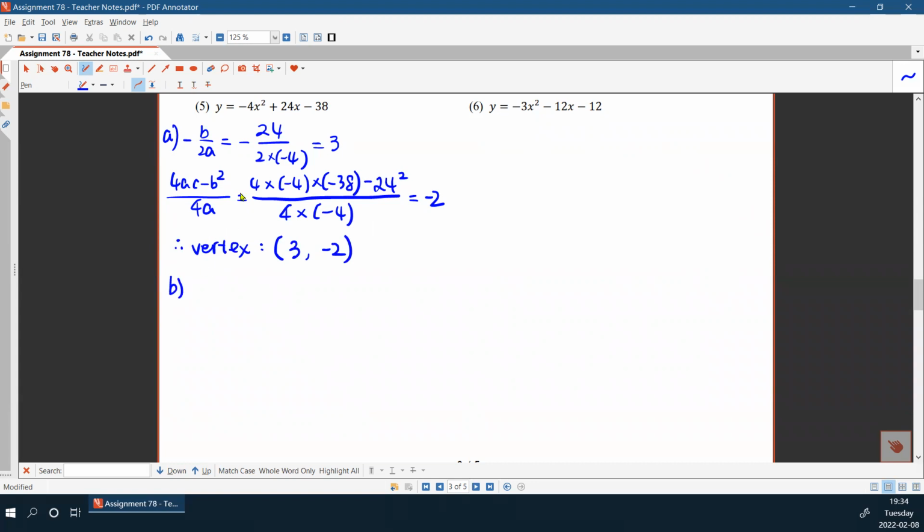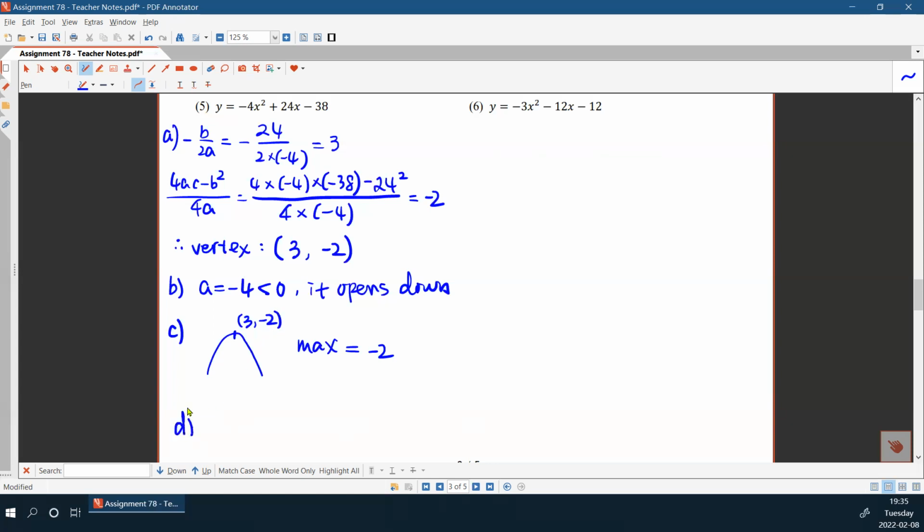Okay, next let's check the direction of opening. That depends on the leading coefficient a, which is -4. And apparently this is less than 0 and it opens down, or downwards. If it opens downwards, then there must be a maximum value in the function, right? That's the vertex. So the maximum value of this function is the y coordinate of the vertex, which is -2.